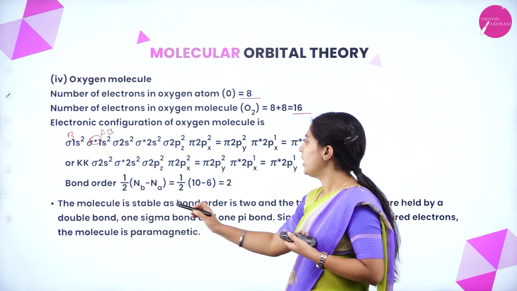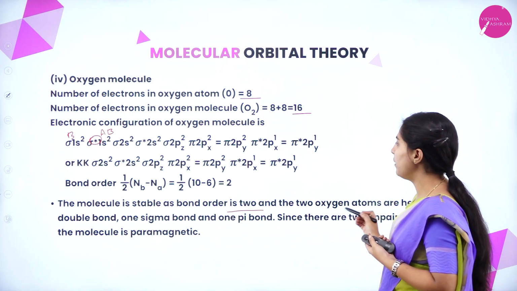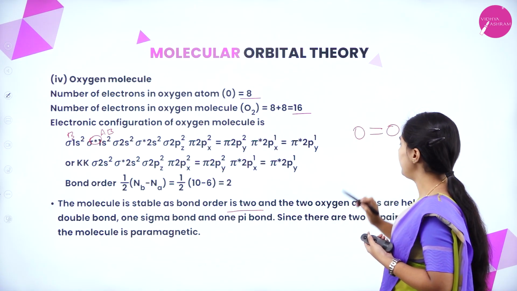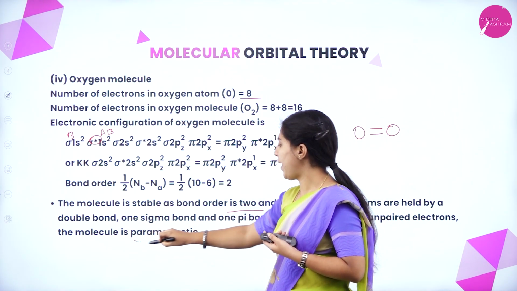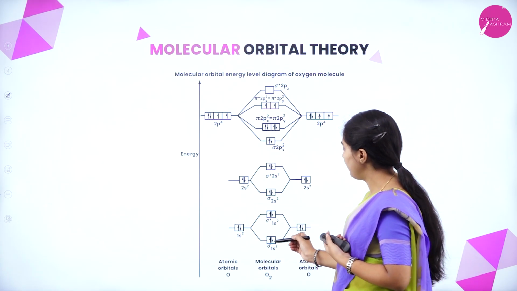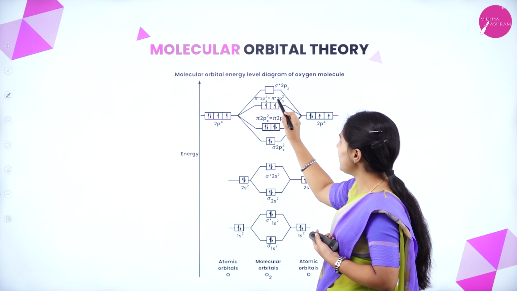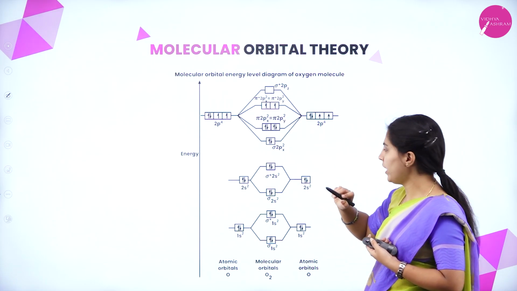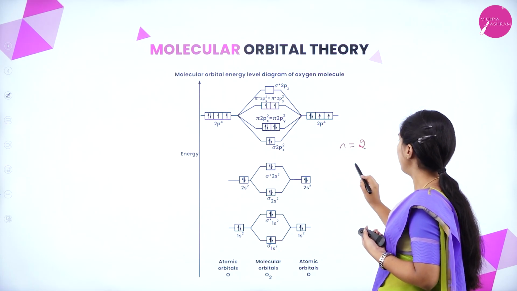The molecule is stable as the bond order is 2, and the 2 oxygen atoms are held by a double bond, 1 sigma and 1 pi bond. Usually the oxygen will be present like this. Since there are 2 unpaired electrons, the molecule is paramagnetic. We'll see where they are unpaired. See here, this is filled, this is also completely filled, and here also. But here, in the excited state, pi star 2px and pi star 2py have 2 unpaired electrons. If unpaired electrons are there, with n equal to 2, what is the formula?